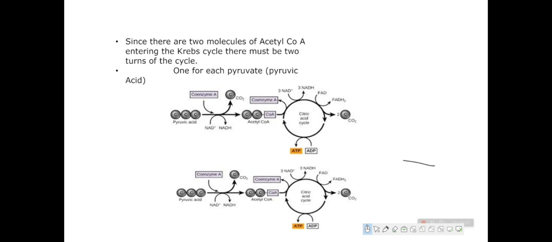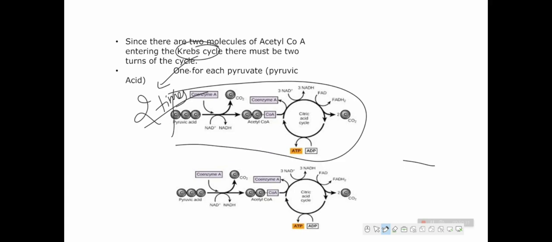Now, remember that two molecules of pyruvate will be formed, then two molecules of pyruvate will be converted into two molecules of acetyl coenzyme A, and two molecules of acetyl coenzyme A will enter the TCA cycle. That means the TCA cycle takes place 2 times, so there must be 2 turns of the cycle, one for each pyruvate. This is one cycle by one pyruvate, and this is another cycle by another pyruvate. Okay, clear?